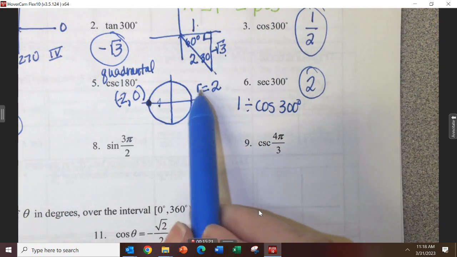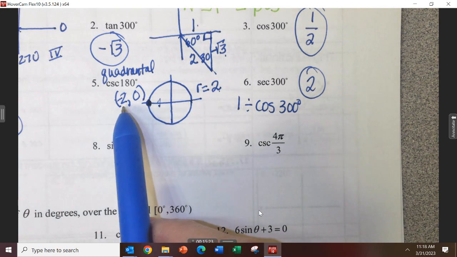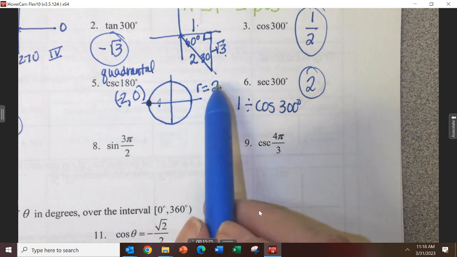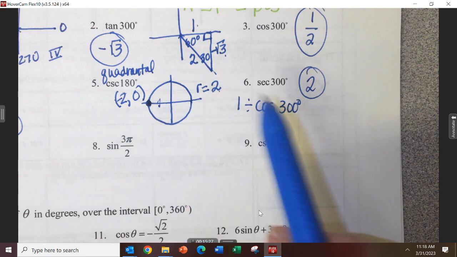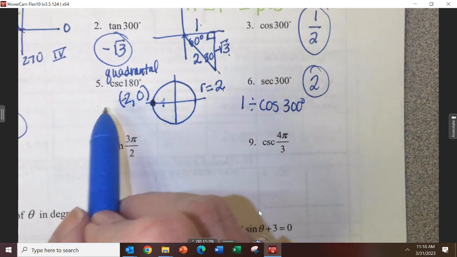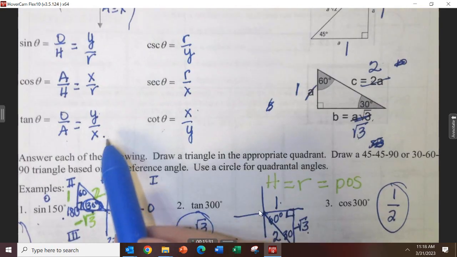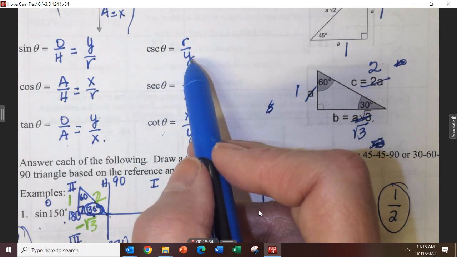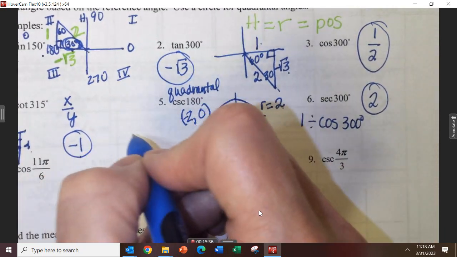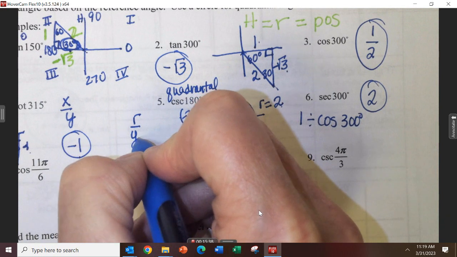Now, if she had chosen 1, then what would this have been? And 5 would have been -5, 0. You see what I mean? You can make it anything you want. Cosecant now. Let's go up here to cosecant. That's r over y.